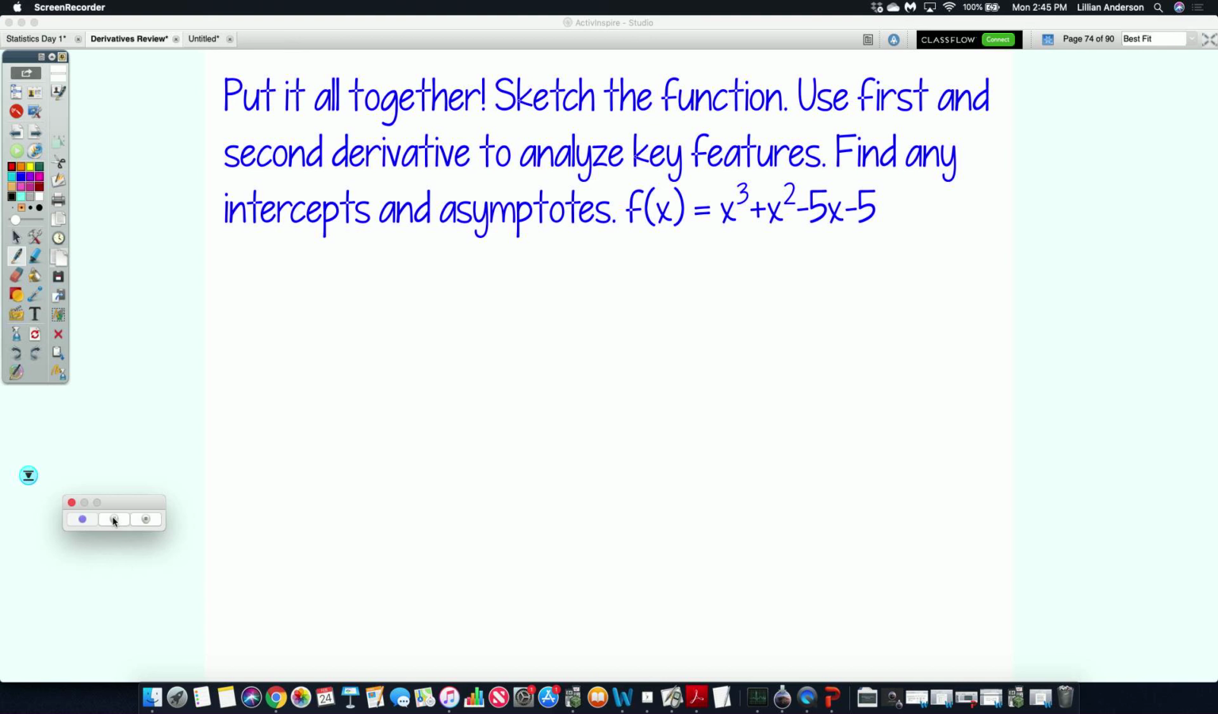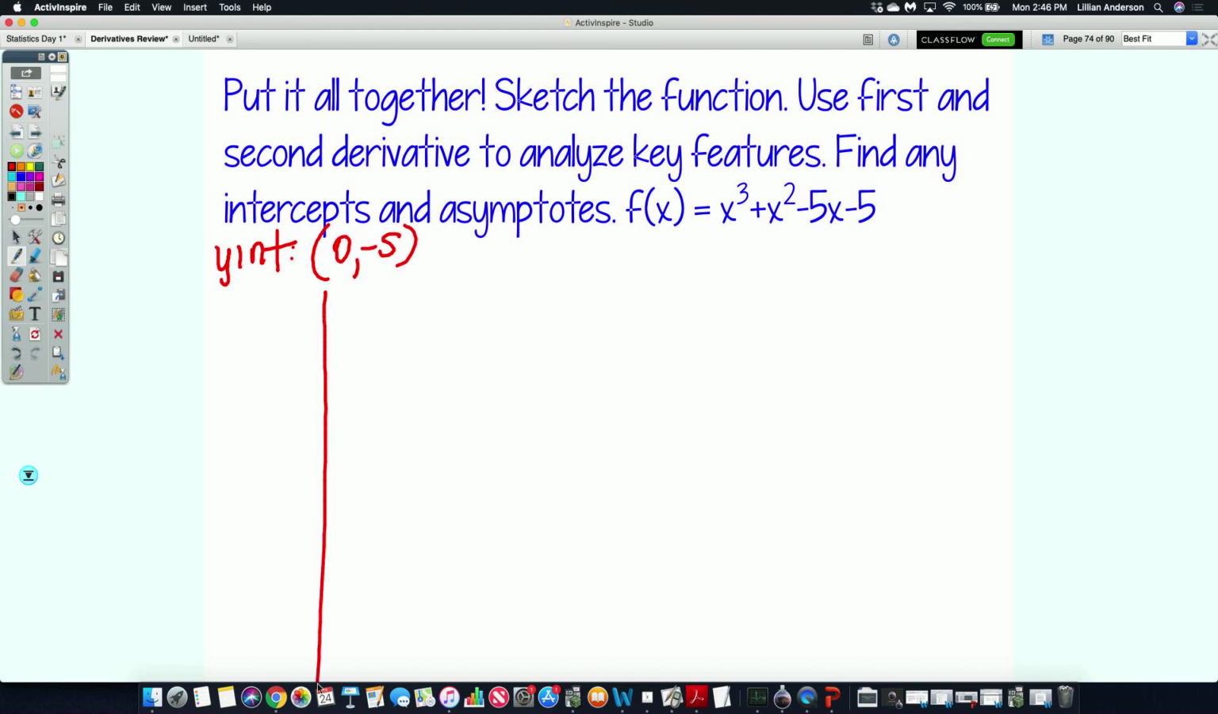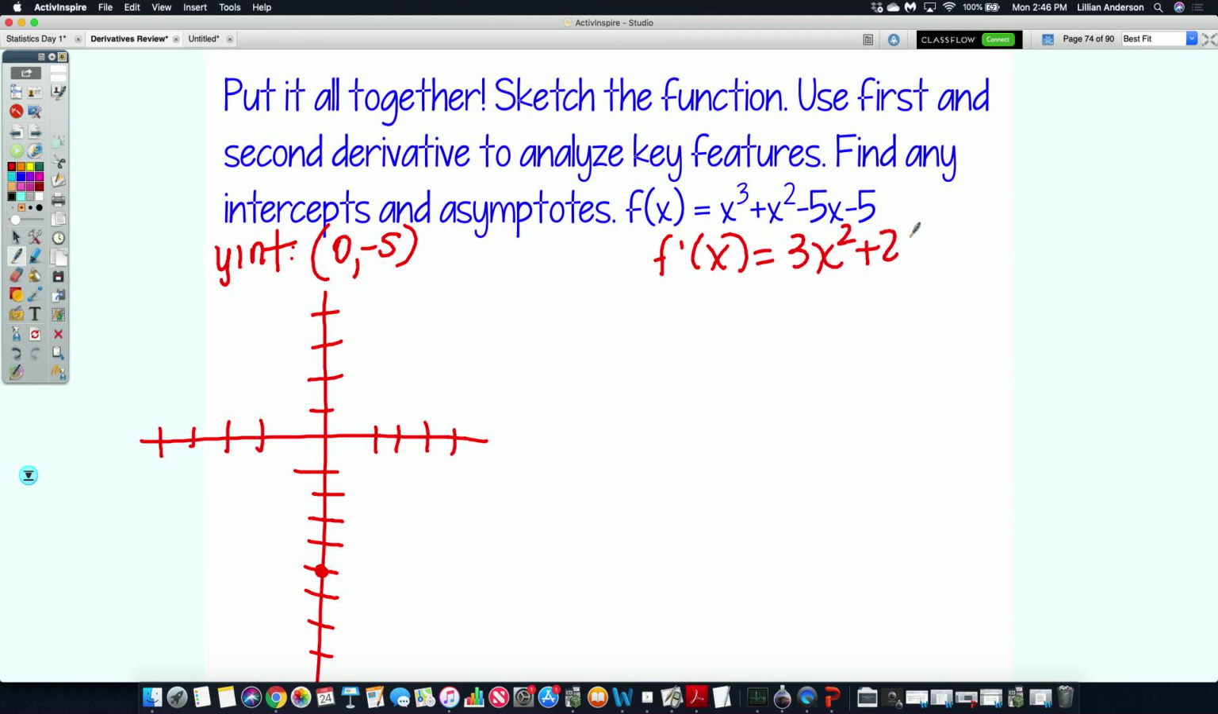Okay. Let's look at some features to start out with. What's our y-intercept? -5. All right, so I'm at 0, -5, so I have a y-intercept at -5. What's my first derivative? 3x squared plus 2x minus 5. And my second derivative? 6x plus 2. Okay. Let's start with my second derivative since it's smaller.